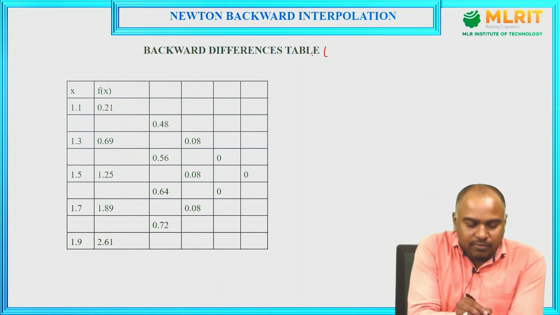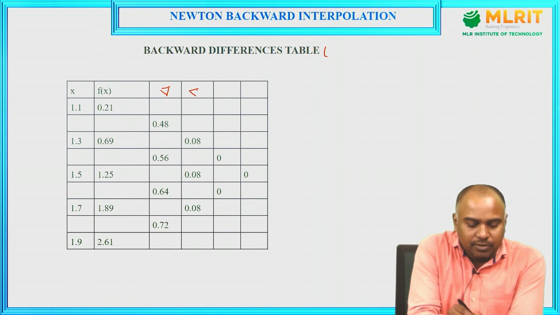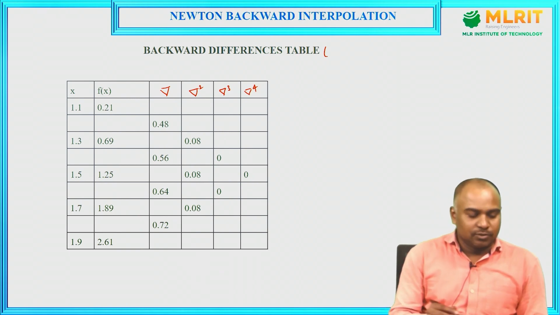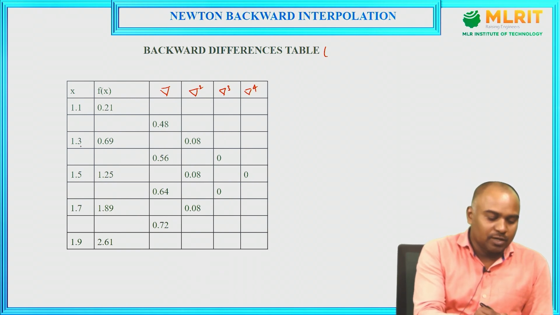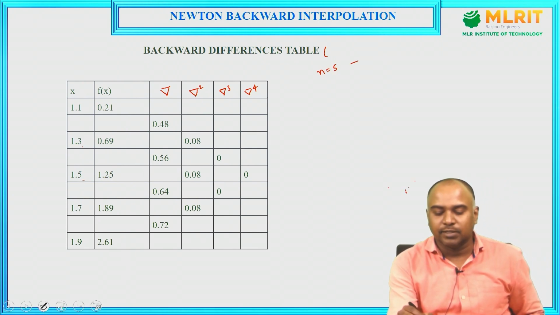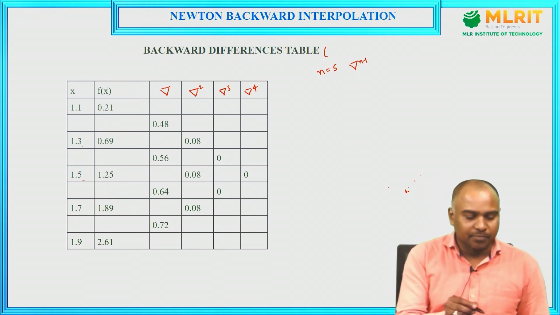As we know, the backward difference operator is del, or you can call it nabla. This is called del square, this is called del cube, this is called del power 4. As I said in the previous session, there are 1, 2, 3, 4, 5 values, so n is equal to 5, and the table will consist of up to the (n minus 1)th order. So 5 minus 1, we get a 4th order table.